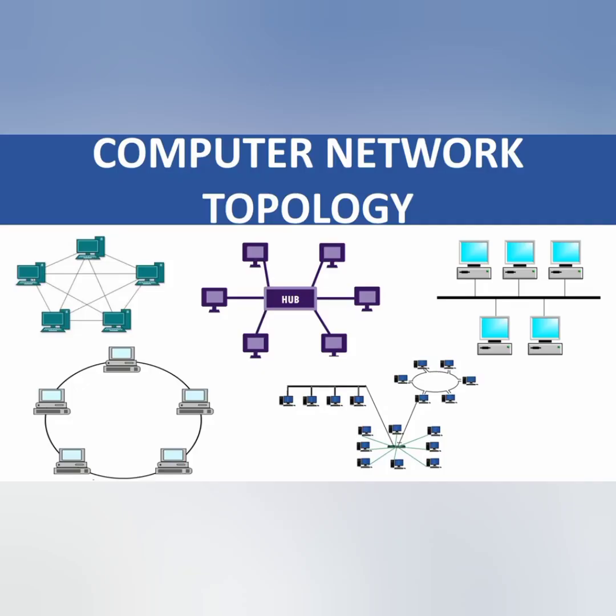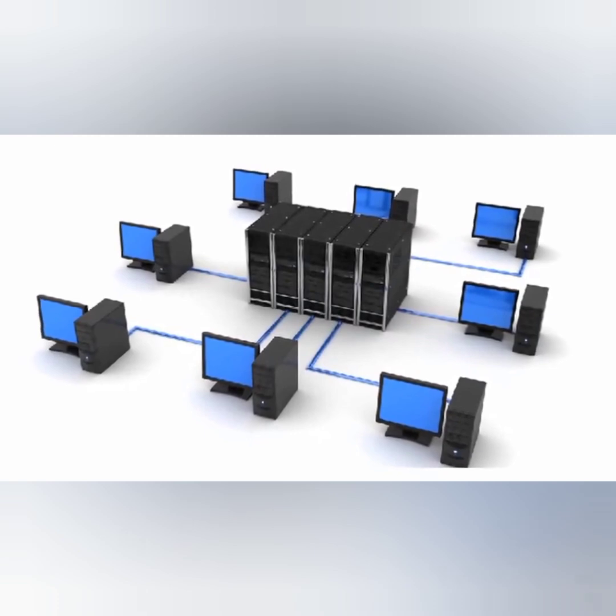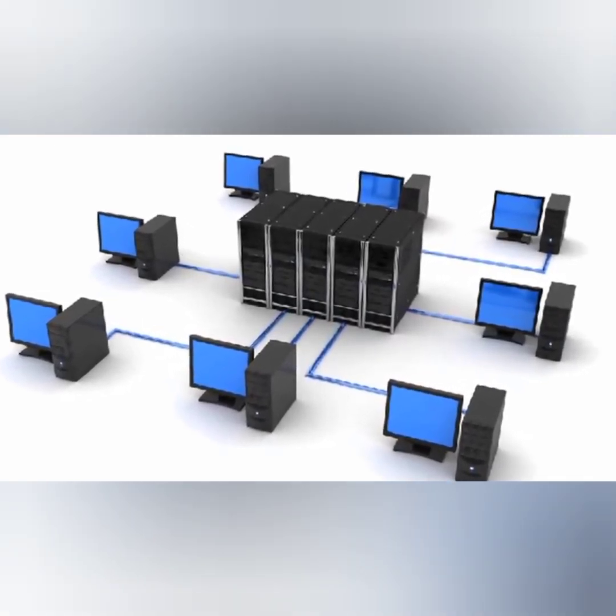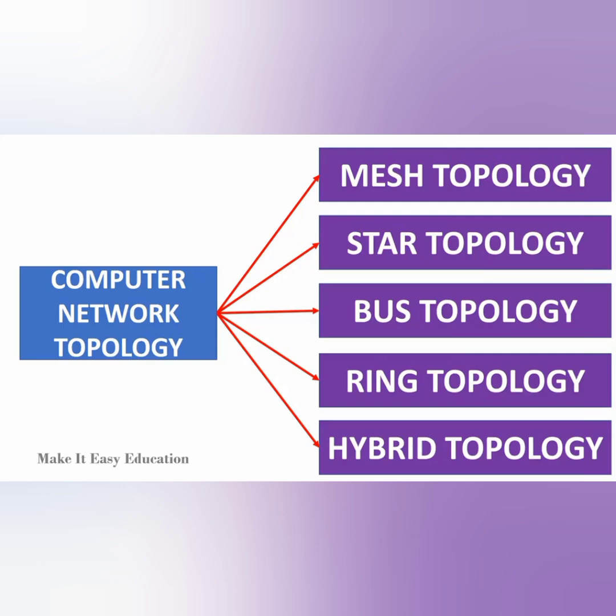Computer network topology. The arrangement of networks that represent how the computers are connected to each other is known as topology. There are 5 types of topology: mesh topology, star topology, bus topology, ring topology, and hybrid topology.